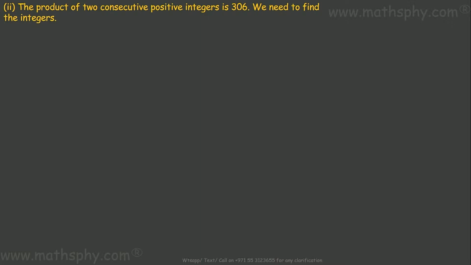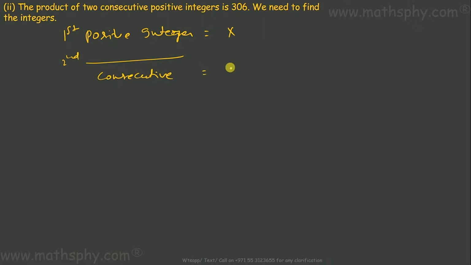Consecutive means like we take 5, 6, we take 6, 7, we take 9, 10. These are called consecutive numbers. Suppose I write first positive integer, I take, say, as x. A second positive integer which is consecutive to this can be x plus 1.